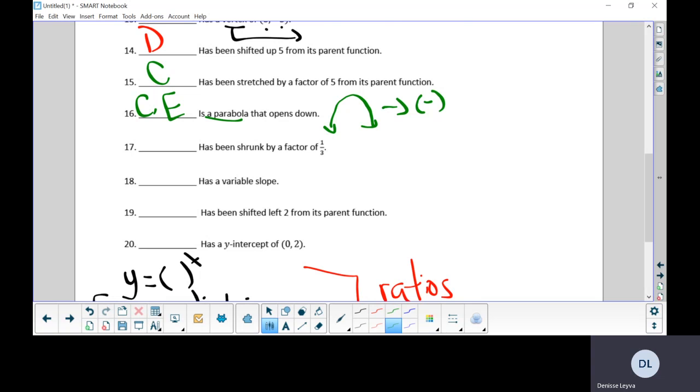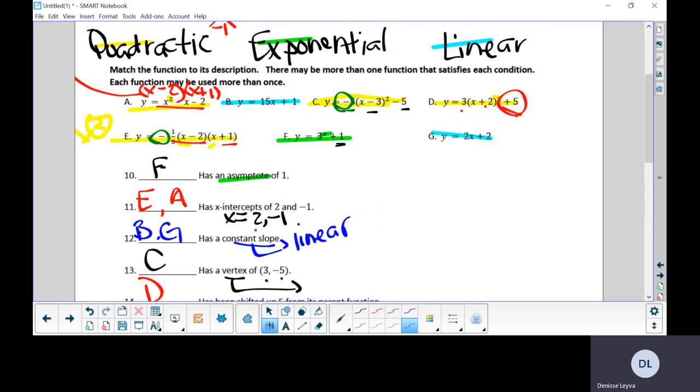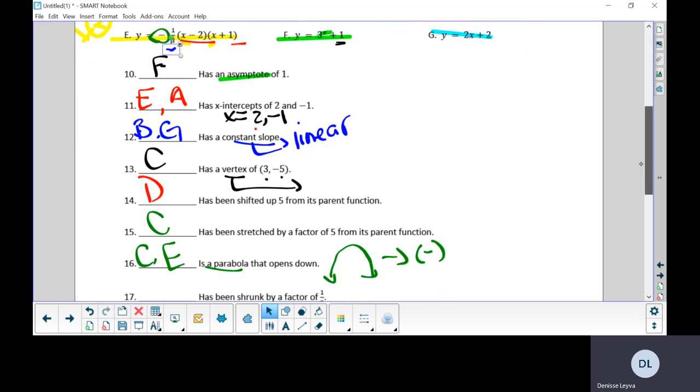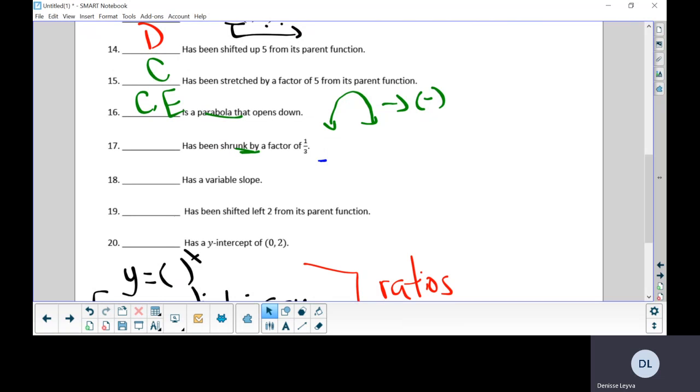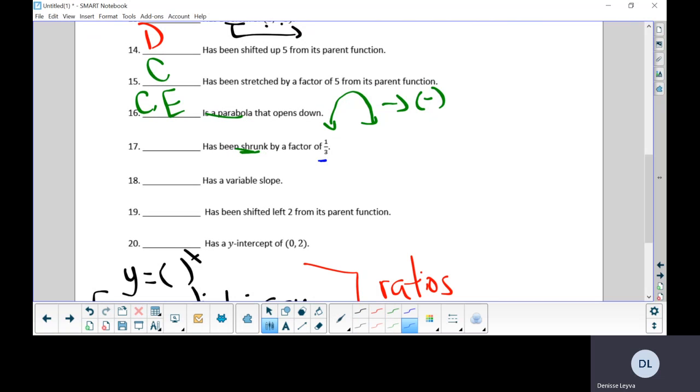If I move on to question 17, which one has been shrunk by the factor of 1/3? Again, when we are talking about stretch or shrink, we are talking about the number in the front. So all we have to do is look for the number that is 1/3 in the front. The only one that has a 1/3 would be this E right here. So you can see that 1/3. Nothing else has a 1/3 in the front. So the only answer to this question would be E.